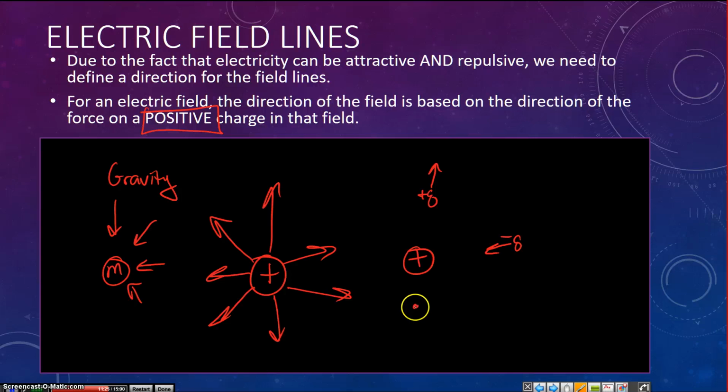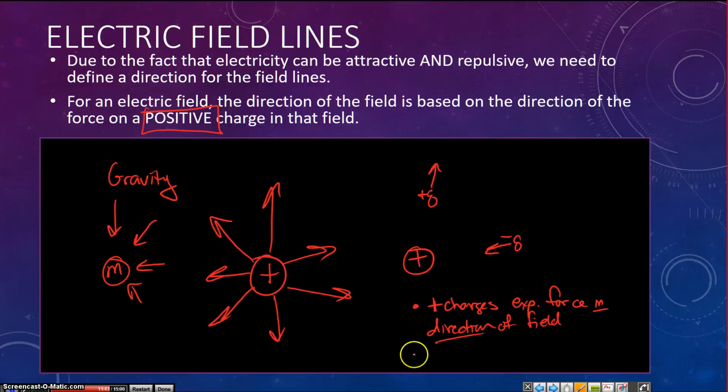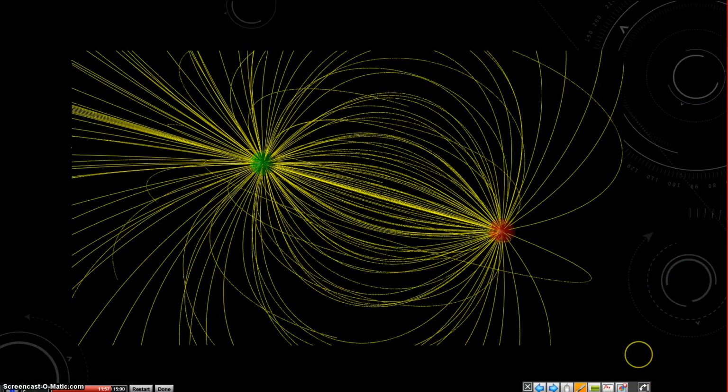And so what this means is that plus charges experience a force in the direction of the field around space here, and negative charges experience a force in the opposite direction from the field. Okay?